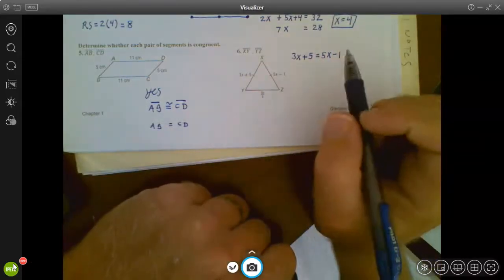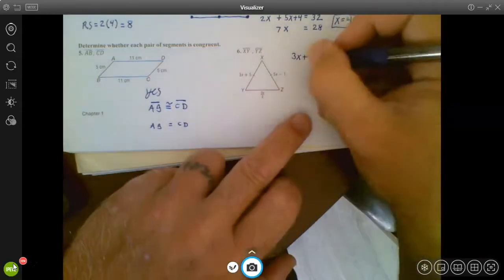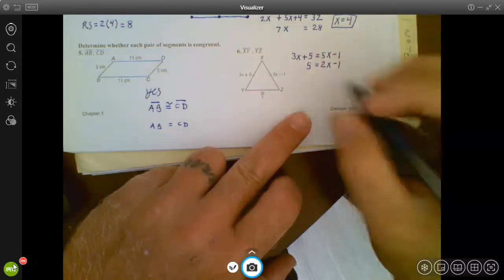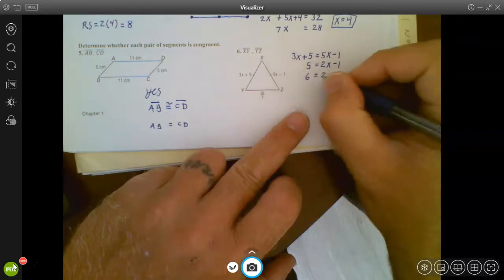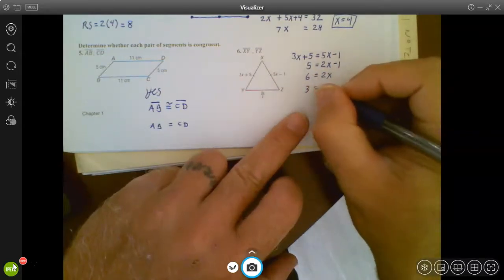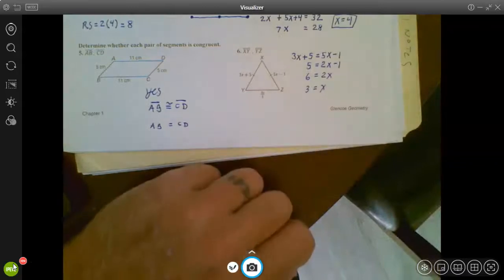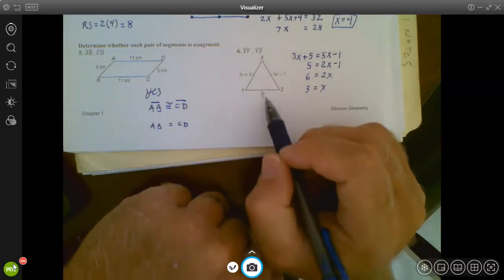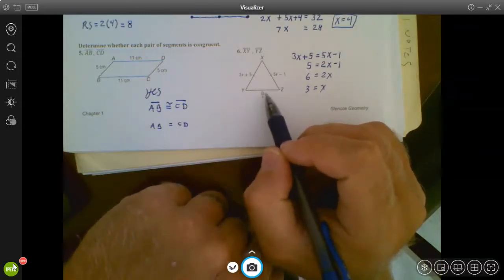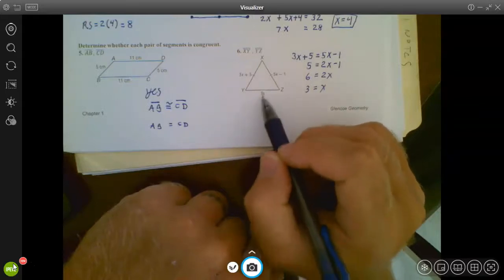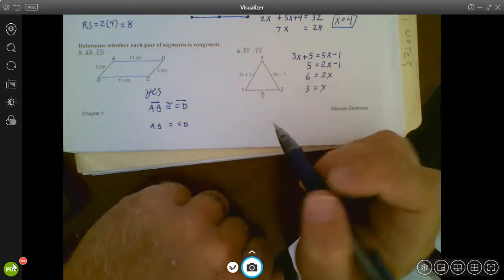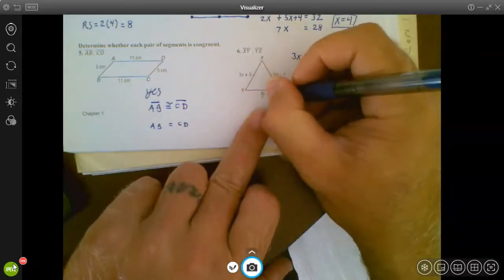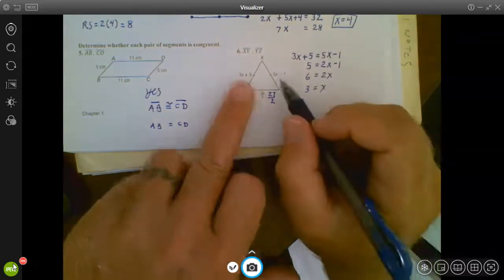If I solve that equation for x, so I'm going to subtract 3x from both sides. I'm going to add the 1, divide by 2, and we know that x is 3. Well, if x is 3, let's come up with some real values. This guy is 9 times 3 over 2. So 9 times 3 we know is 27. 27 divided by 2. I'm just going to leave it as 27 over 2. So is that equal to those guys?